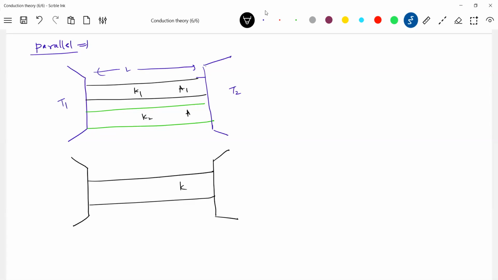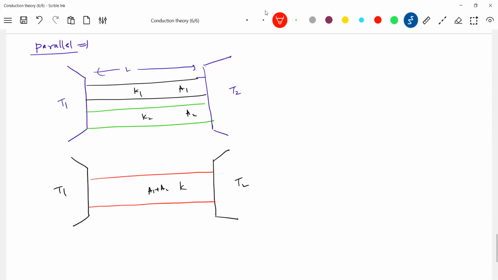This is A1, A2. The area of cross section of this is A1 plus A2. So whatever thermal power was flowing earlier, the same thermal power should flow across this rod. Then you can say this is the equivalent of that. H1, H2, here H.